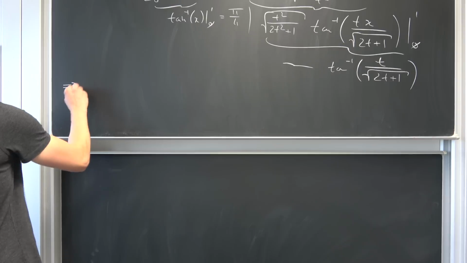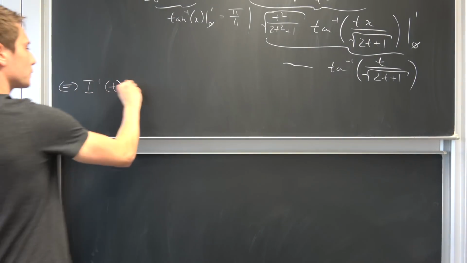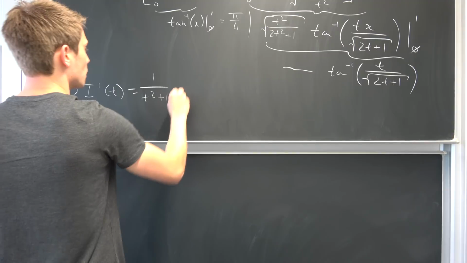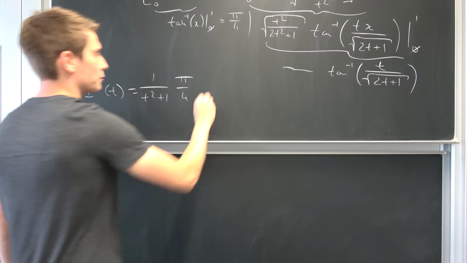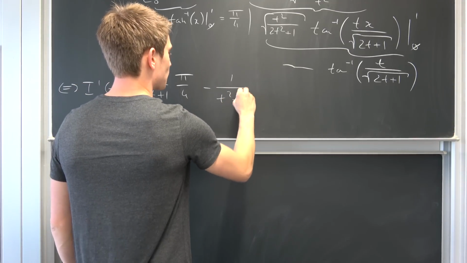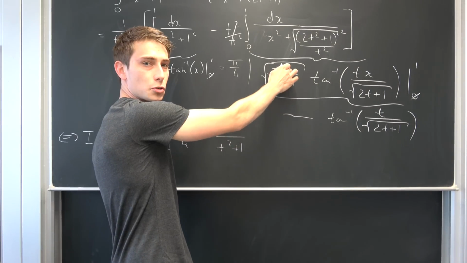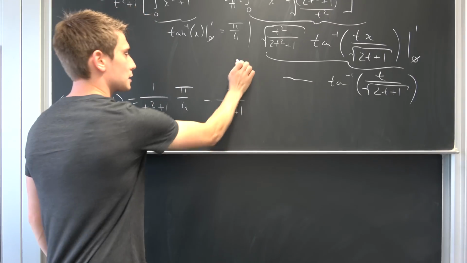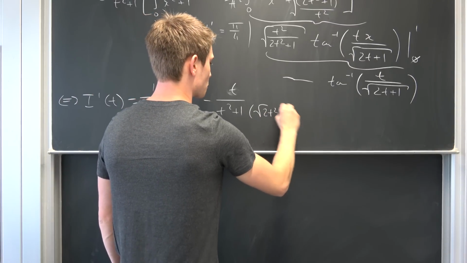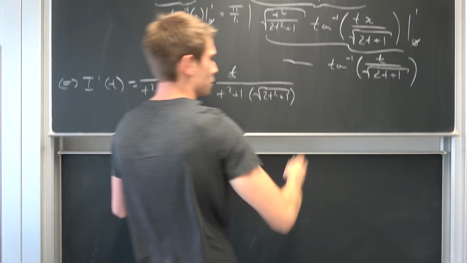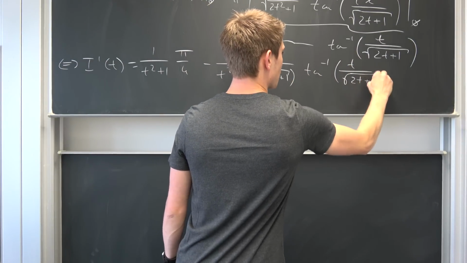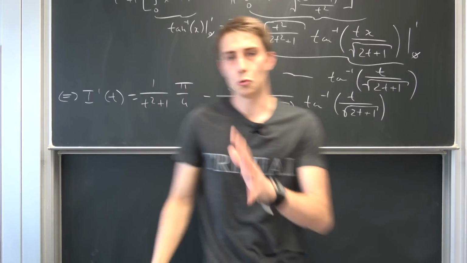So right now we can conclude that I prime of t is nothing but, so we have this pi over 4 right here. So we have 1 over t squared plus 1 times pi over 4. And also we have this negative. Don't forget your negative sign right here. That's important. So we have 1 over t squared plus 1. And now we have this square root of t squared, that's just t. So let's bring it here. And down here we also have to multiply by square root 2t squared plus 1. Okay, and we have the inverse tangent of this chunk, so inverse tangent of t over square root 2t plus 1. And that's looking really ugly right now.